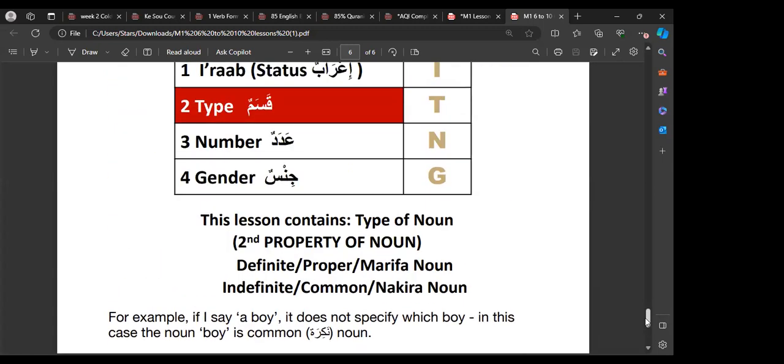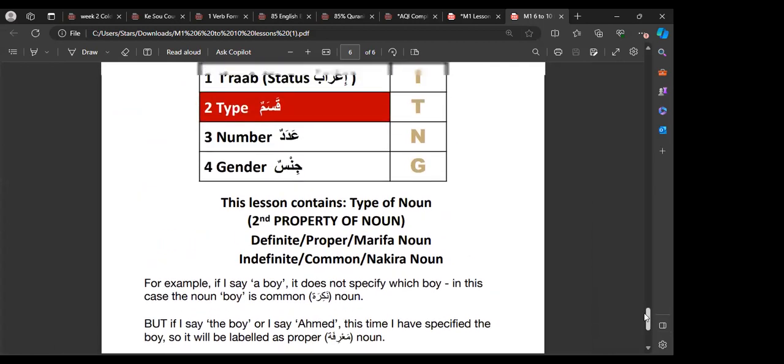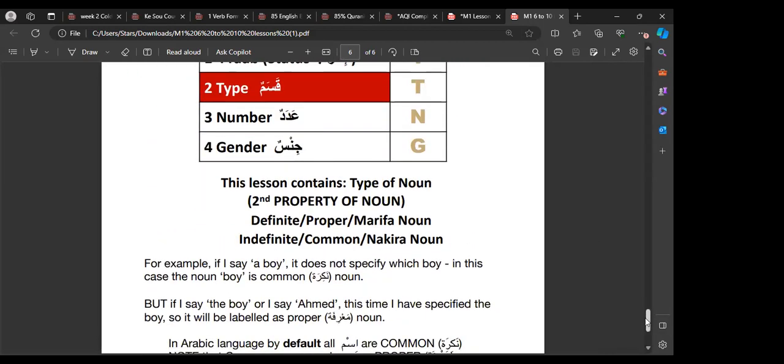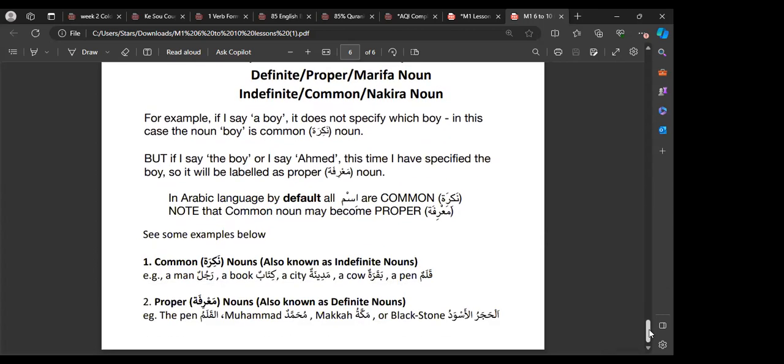Okay, so for now, before we move on, takeaways from this. You have to know from this session that you have nakira, and nakiras can be turned into ma'rifah if they have modifiers, which is, for example, al or hadha. And we'll go into that later on, inshallah.